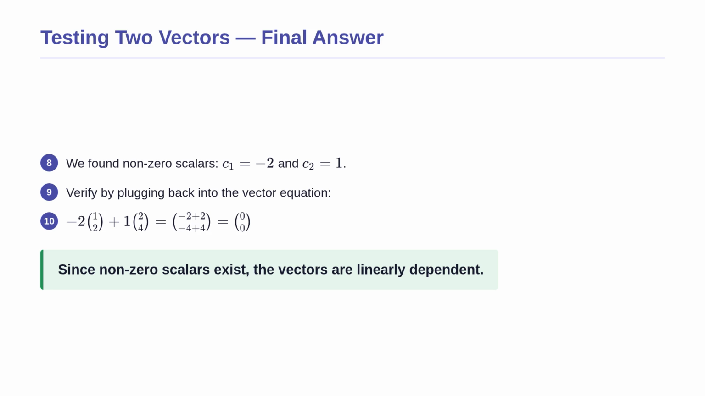Because we successfully found non-zero scalars that make the vectors cancel out to 0, these vectors are definitively linearly dependent. Physically, this makes perfect sense because the second vector is just the first vector stretched to be twice as long. It offers absolutely no new direction, making it entirely redundant.